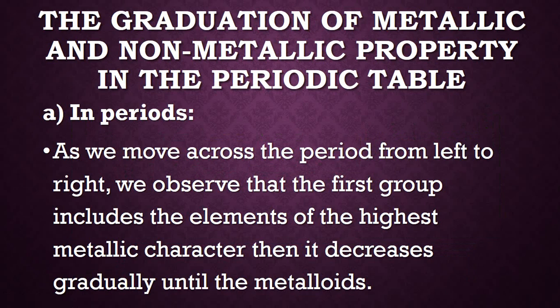So we say that in periods, as we move across a given period from the left to the right, we observe that the first group includes the elements of the highest metallic character. So, as we move from left to right in a given period in the modern periodic table, the first group includes elements of the highest metallic character. Then the metallic character gradually decreases in the period until we reach the metalloids.